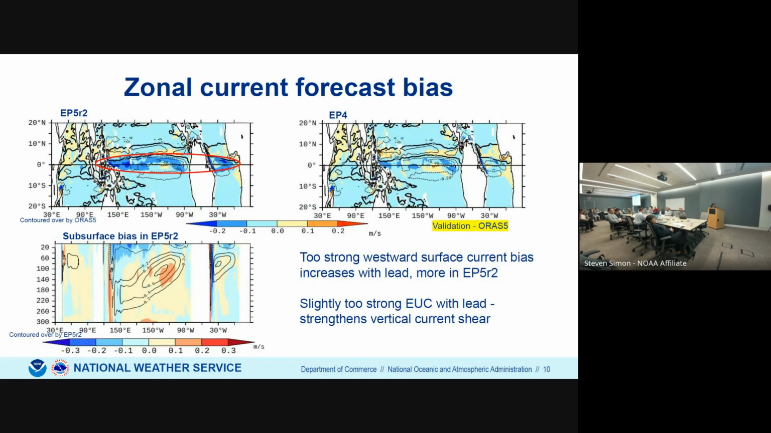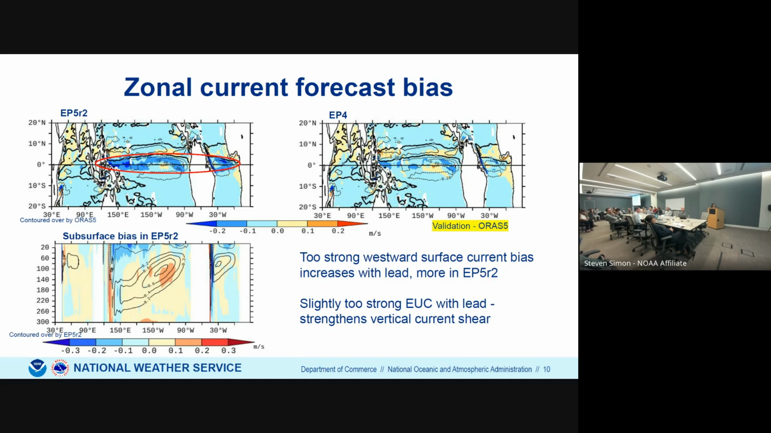This is showing the zonal current forecast biases, and you can see that the two strong westward surface current biases have further degraded from EP4 to EP5R2. And the biases develop from week 1 onwards to week 3 and 4, peaking in week 3 and 4. And this bias seems to be larger than that in EP4.